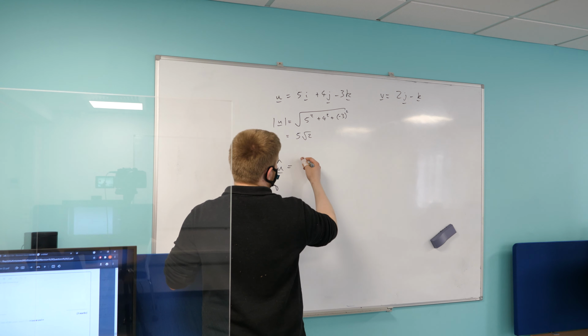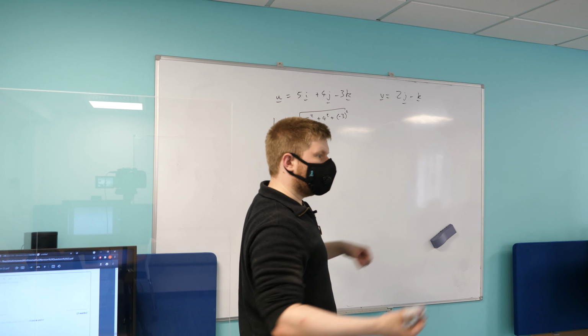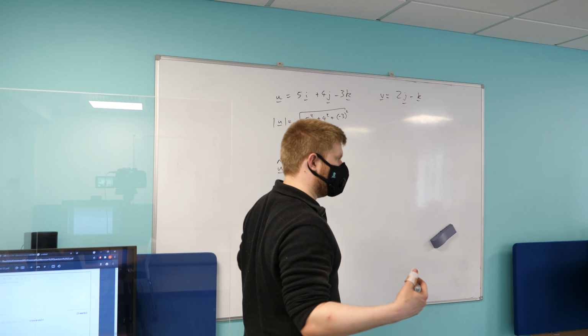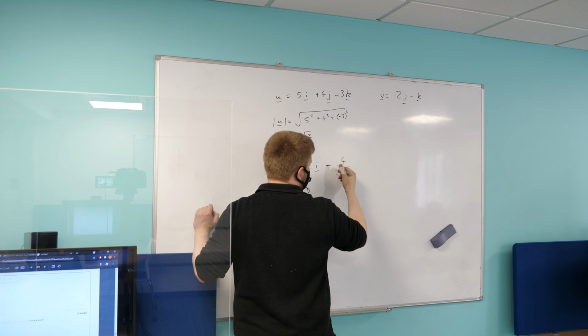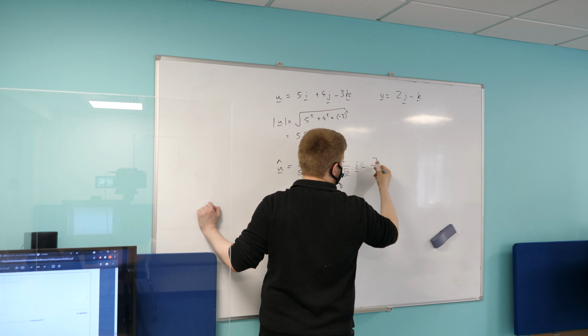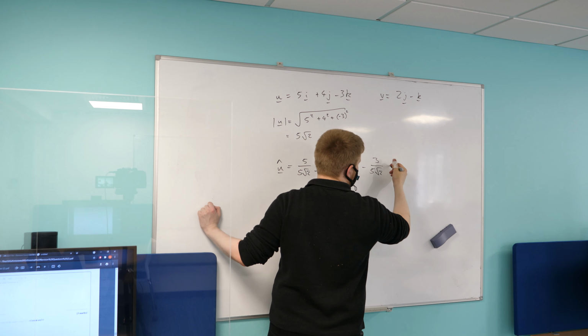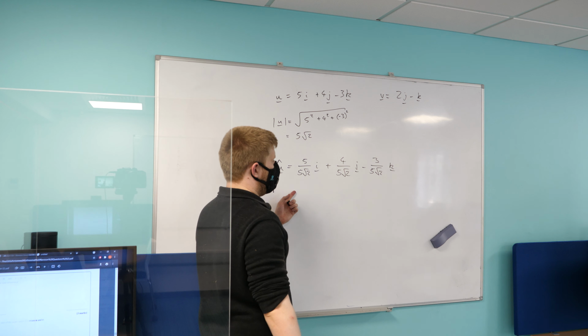This is going to be 5, and I only want to go 5 root 2 times smaller than that. That makes sense? Lots of i, plus 4, and then I need to make sure it's 5 root 2 times smaller than that, minus 3, and 5 root 2 times smaller than that. Okay? So that would be the unit vector.